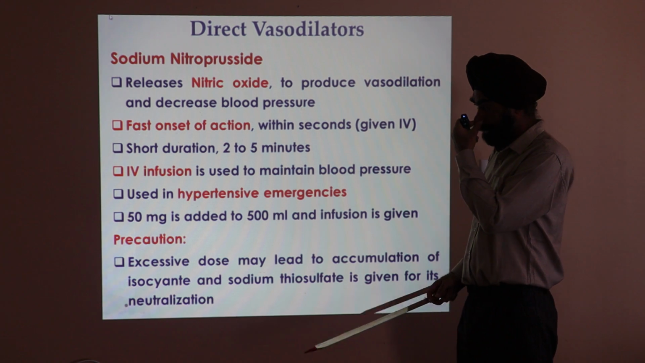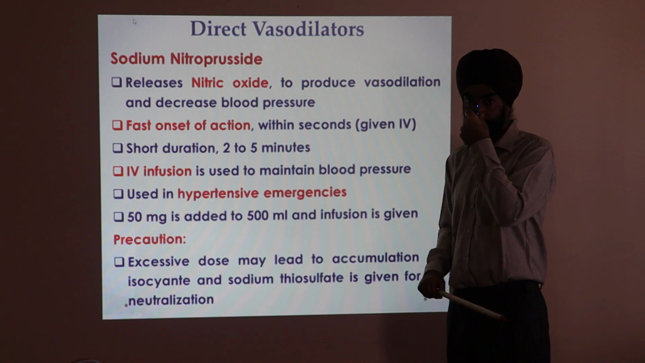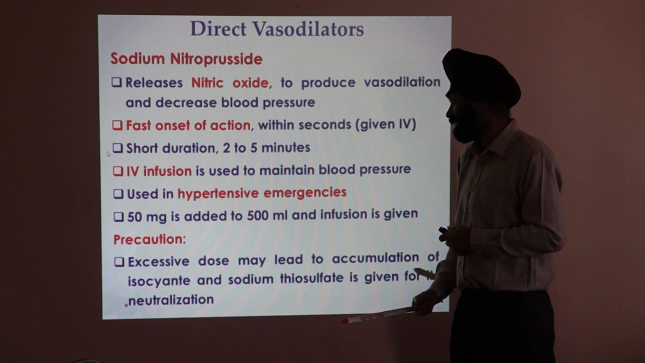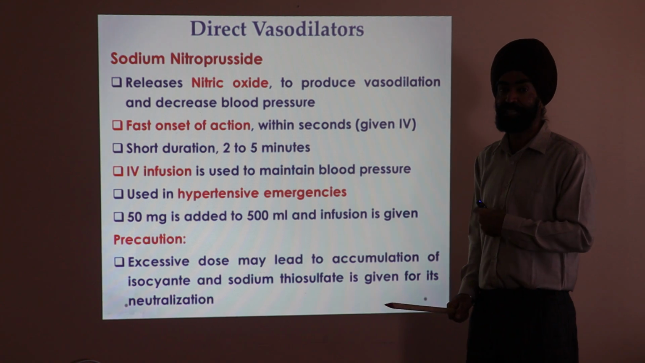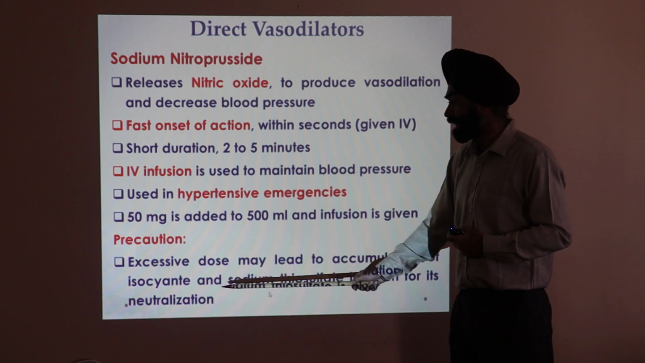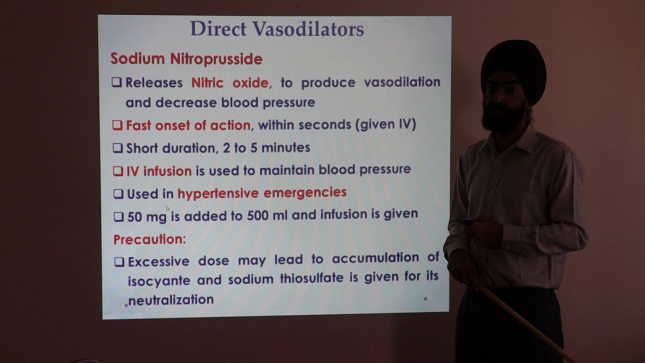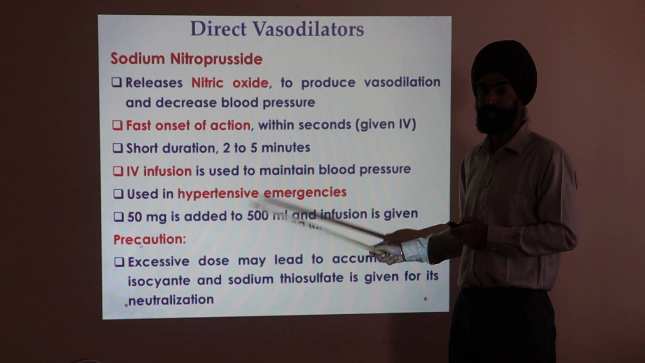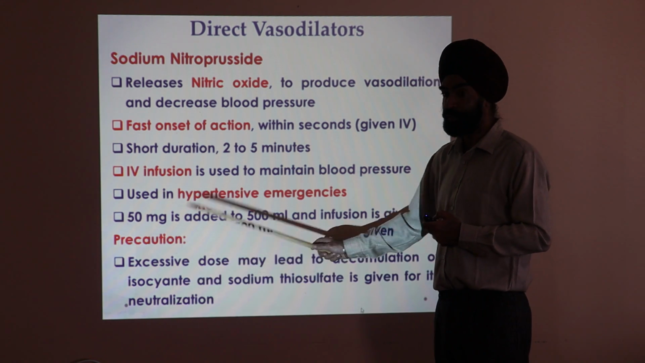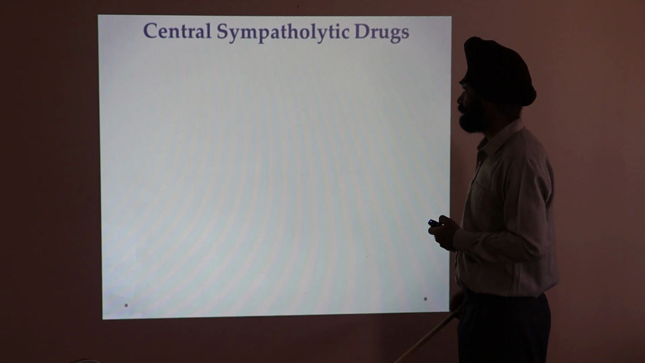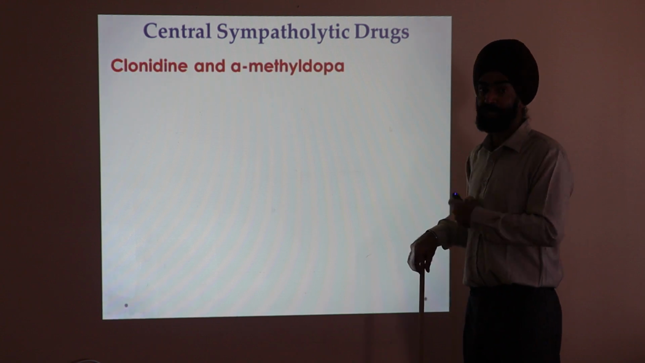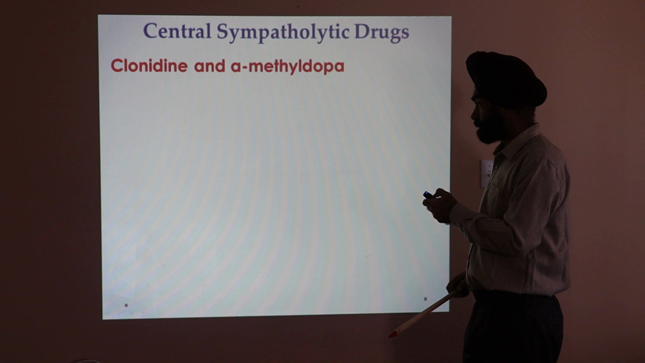So now the special precaution is that if you give excessive sodium nitroprusside, there is an accumulation of thiocyanate. This thiocyanate may be toxic. Okay, it starts binding with the hemoglobin. So what is the remedy? You give sodium thiosulfate. It will neutralize the thiocyanate, and it will be eliminated in the urine. So this is an important thing you have to remember. Excessive dose may lead to a rise in cyanide or thiocyanate, and you have to remove it using sodium thiosulfate.